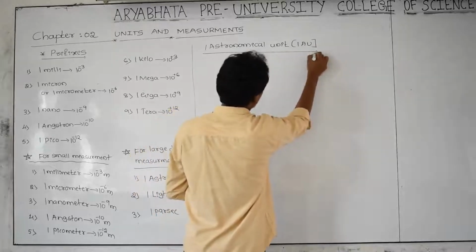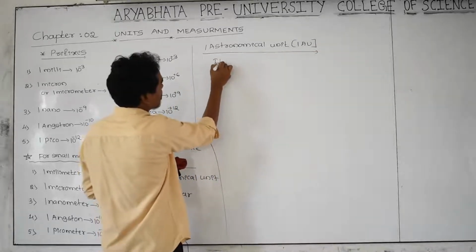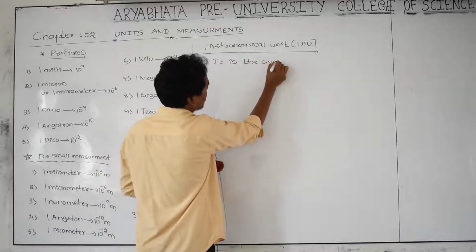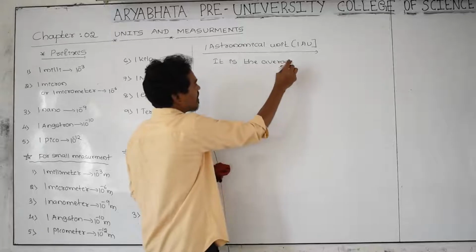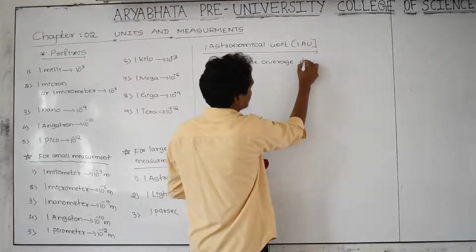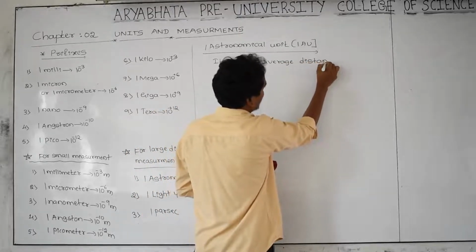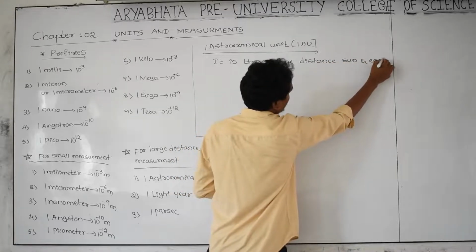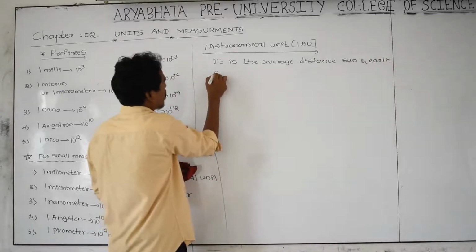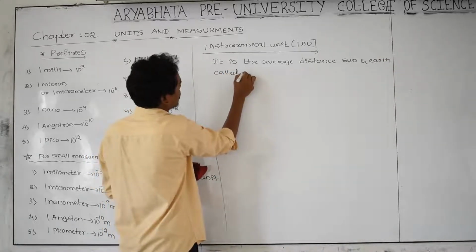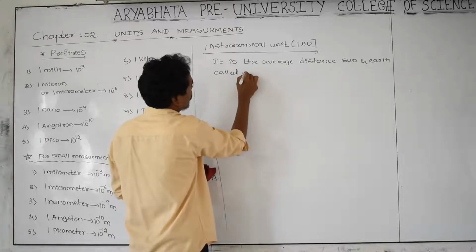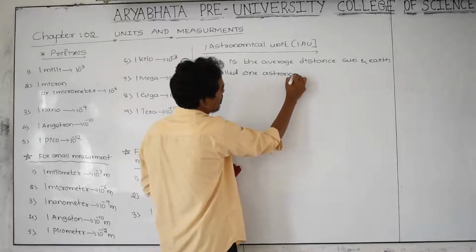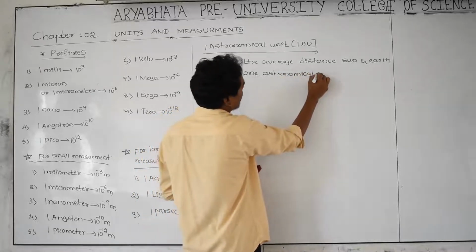What is 1 AU? It is the average distance between Sun and Earth. The average distance between Sun and Earth is called 1 astronomical unit, shortly indicated as 1 AU.